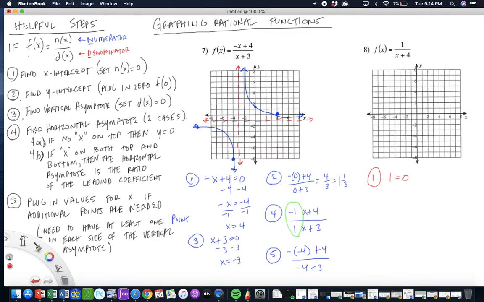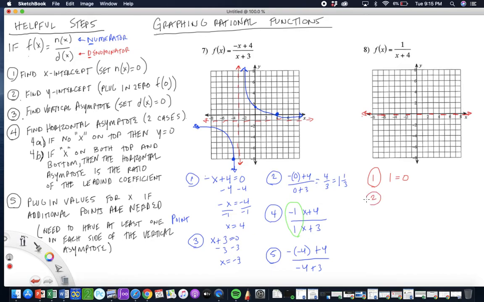If we jump down to step number 4, you notice that when I find the horizontal asymptote, one of the cases, the alternative to the other one, is that if there is no x on top, then y equals 0. That means if there's no x on top, the horizontal asymptote is at 0. So you're right to throw up some red flags and ask why 1 equals 0 makes no sense. It's because the horizontal asymptote is on the x-axis. Remember, we cannot cross asymptotes, so a point cannot exist on an asymptote. So there is no x-intercept.